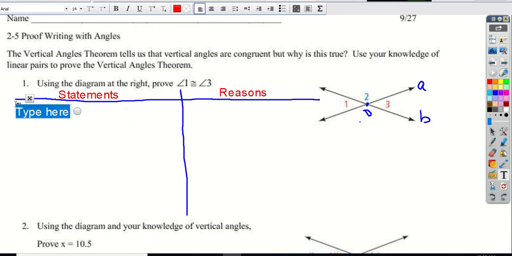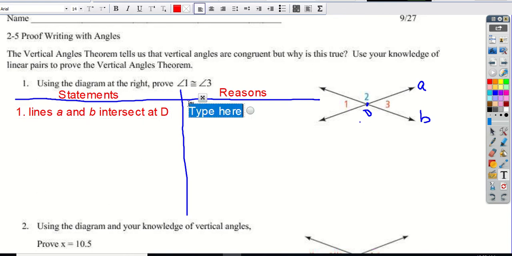And we're always going to start with whatever we know about the question to begin. These are like our ingredients that we're starting with in our recipe. So I know that lines A and B intersect at point D. And the reason is going to be given. That's what we're starting with. Those are basic knowledge of what we know so far about the proof, okay?